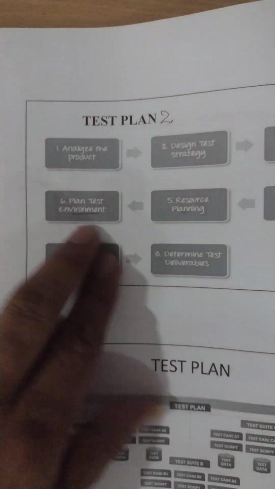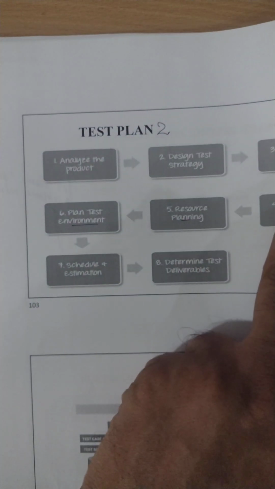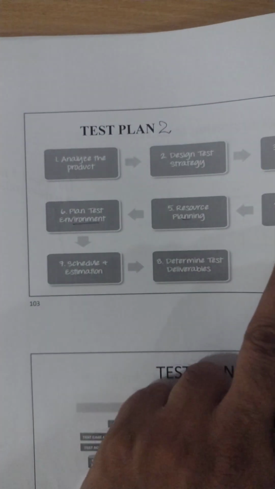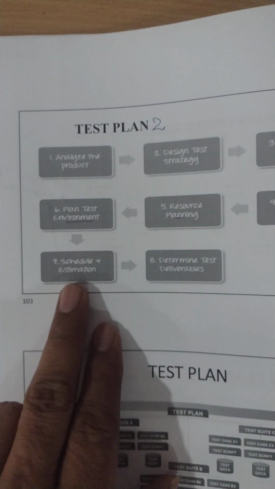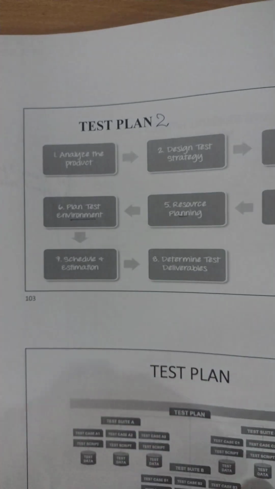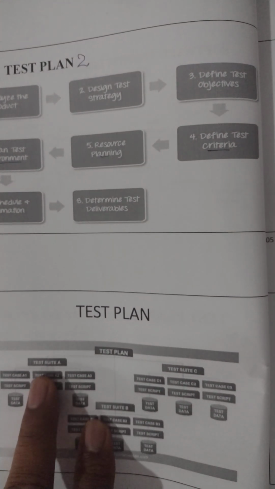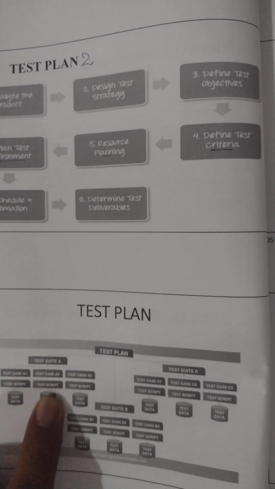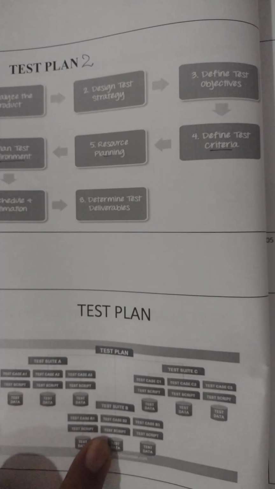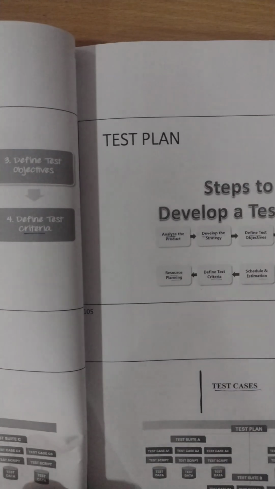Another way of test planning could be: analyze the product, design the strategy, define the test objective, define the testing criteria, resource planning, environmental planning, scheduling, and the test deliverable. Then test planning of multiple suites of test cases, suite A, suite B, under that test cases and test data. All these things are being covered as a part of the test plan.